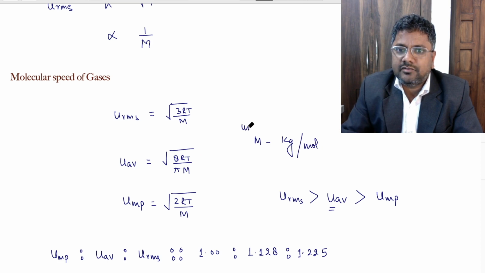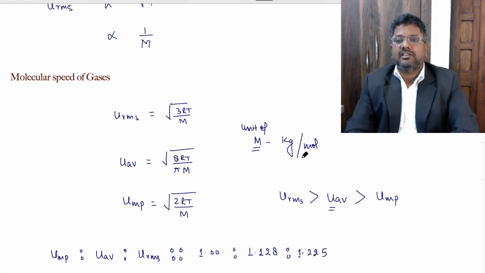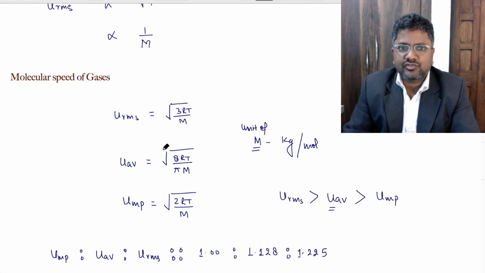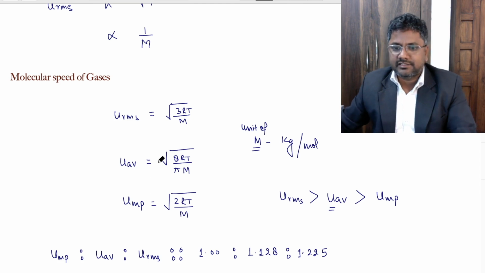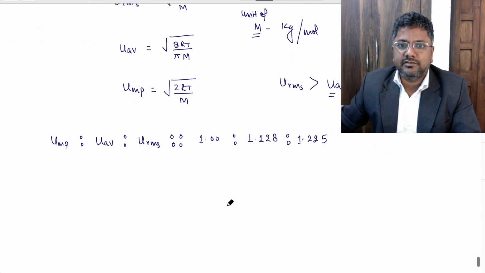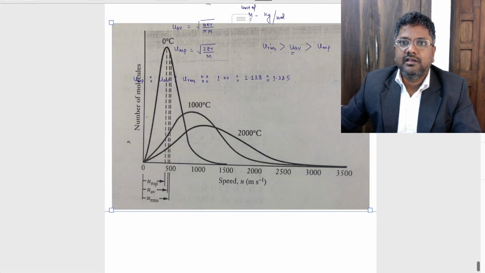Unit of molar mass, right? So the unit of molar mass should be in kilograms per mole, right? So we have three different types of speed, and now you can see here the variation of all these three speeds in the graph.